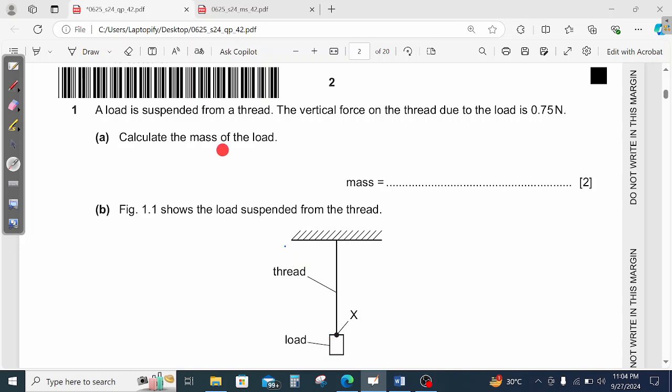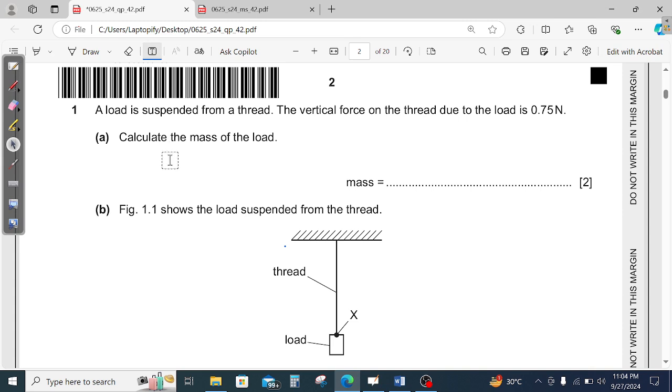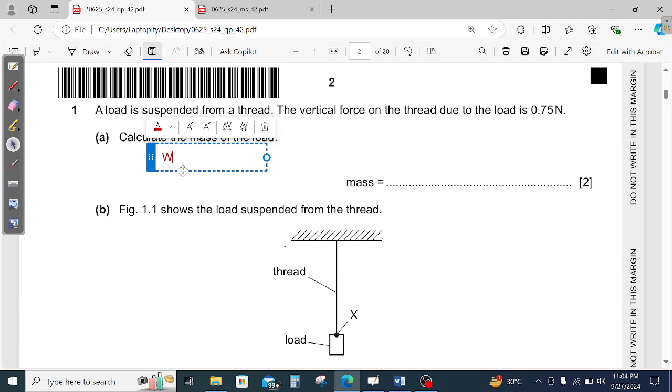So what you have to find? You have to find the mass of the load. It is a very simple question. Weight is given, W is equal to mg. You have to apply the formula: 0.75 is equal to m into g. The mass you have to measure. The value of g is 9.81. Okay, so you have to solve it. You will get 0.75 divided by 9.81.